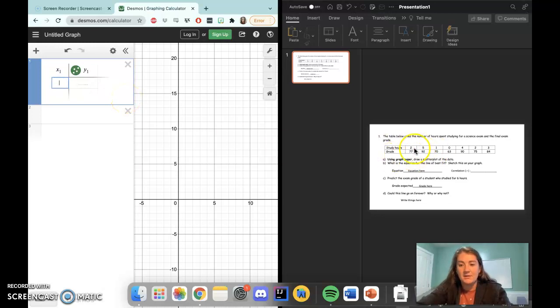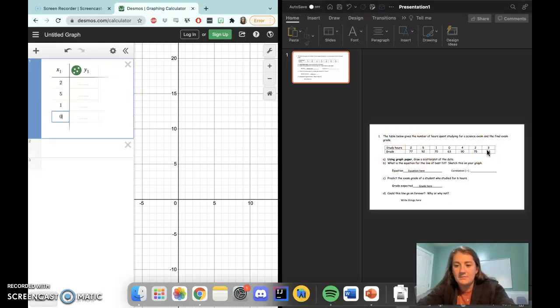So I need to put all my X's and all my Y's. So you can see my X's go across the top. So that's like 2, 5, 1. Someone spent 0 hours studying, 4, 2, and 3. And then my Y's are, someone got a 77, so we got a 92, we got a 70, we got a 63, we got a 90, a 75, and an 84.